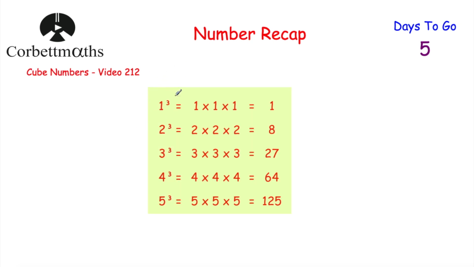Okay, cube numbers. So if we've got this little 3 now, that means cube. So if we had 10 cubed, that means 10 times 10 times 10. So to cube a number means you multiply by itself and by itself again. So 10 times 10 is 100, 100 times 10 is 1,000. So 10 cubed is 1,000. And your cube numbers, 1 cubed is 1, 2 cubed is 8, 3 cubed is 27, 4 cubed is 64, and 5 cubed is 125. And it's important to know those cube numbers.